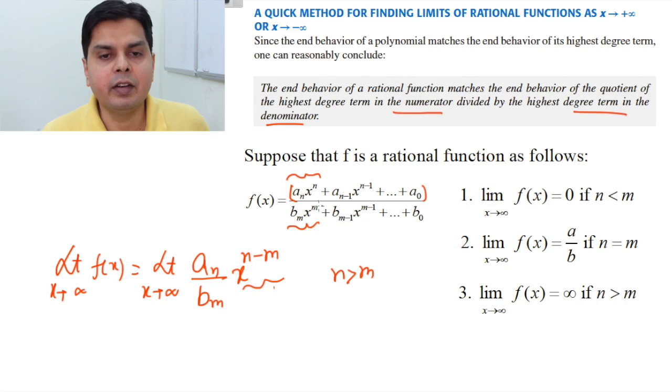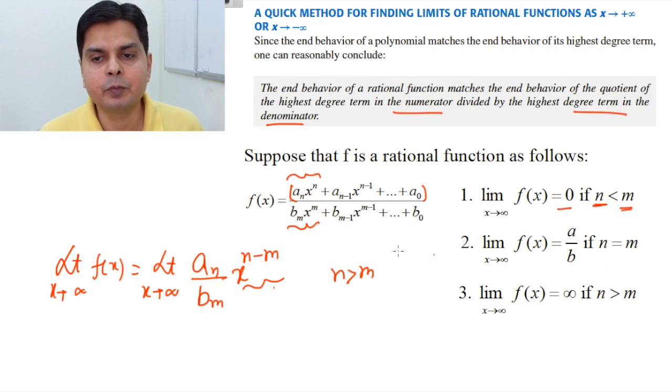So when I have been given a rational function where the numerator is of degree n and the denominator is of degree m, there are three cases. First case, if n is less than m, that is, the numerator is of lesser degree than the denominator, the limit will be 0. Second case, if the numerator and denominator are of the same degree, then the limit will be an by bm, that is, the leading coefficient of the numerator divided by the leading coefficient of the denominator. Third case, if the degree of the numerator is greater than the degree of the denominator, the limit will be infinity.